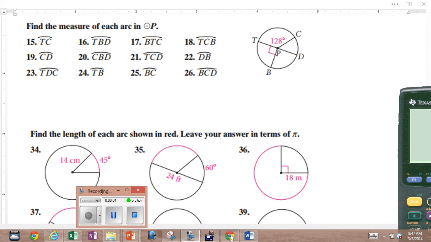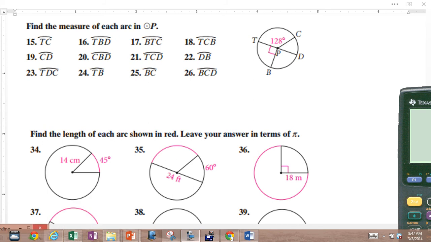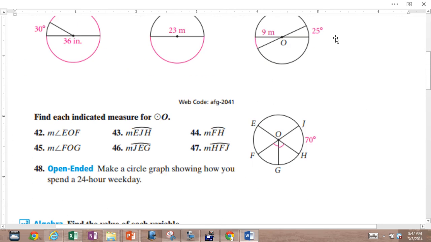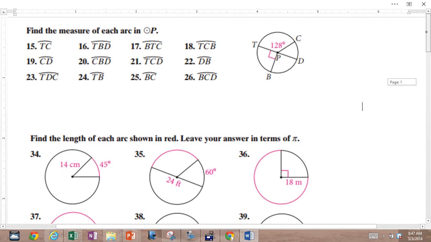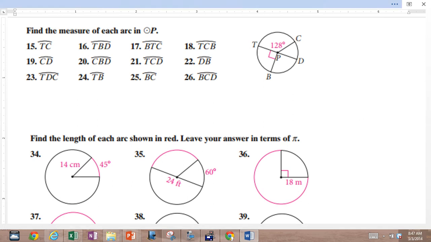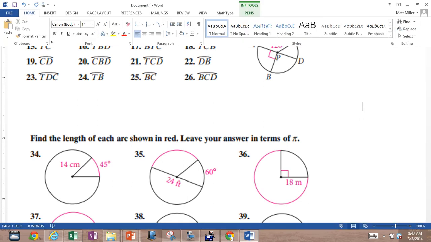Alright, with this video we're going to go over some of the exercises that were assigned for you in section 7.6. Mainly dealing with arcs of circles, arc measure and arc length. Of course we remember the distinction between arc measure and arc length. Arc measure is merely trying to find the measure of the arc in terms of degrees.